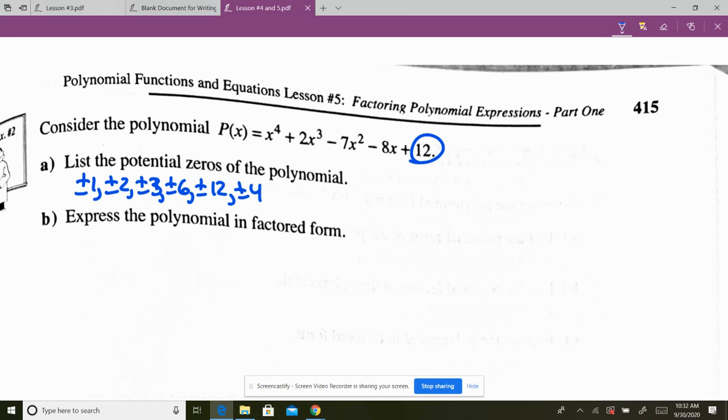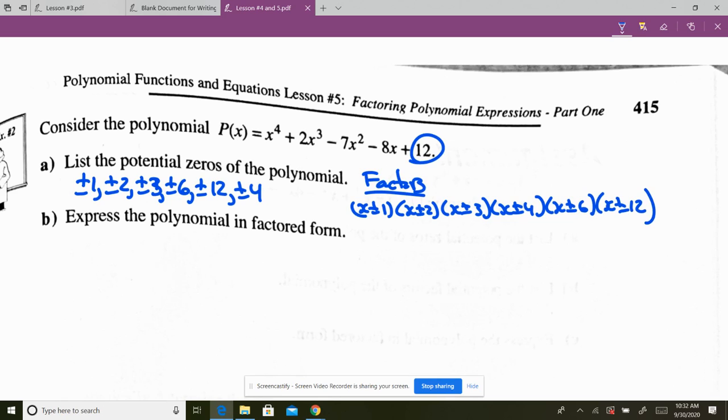If I ask you for the potential factors, then you would say x plus minus 1, x plus minus 2, x plus minus 3, 4, 6, and 12. Okay. All right. Which one should we start with? There's actually 12 of them there.